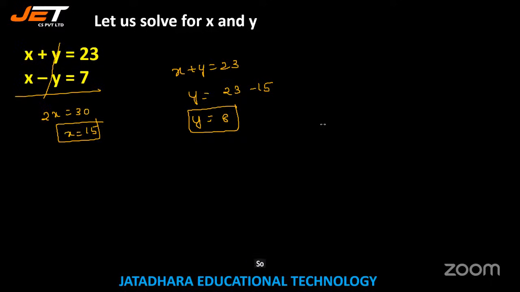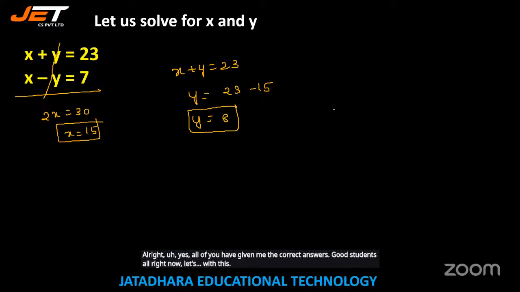So I have Rishi, Pooja, Sanjana, Shivamani, Divya, Harshit, Sri Chandana, Vasanta Kumar. All right. Yes, all of you have given me the correct answers. Good students. All right. Now with this, we are moving on to the next question.